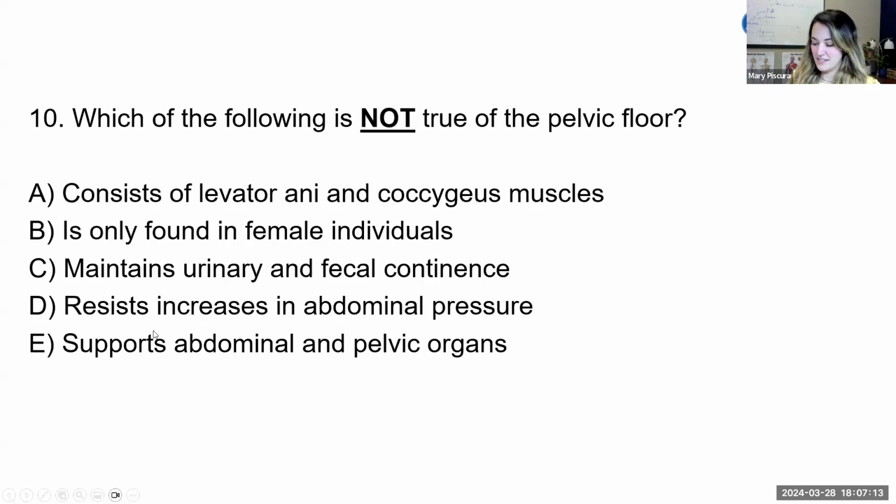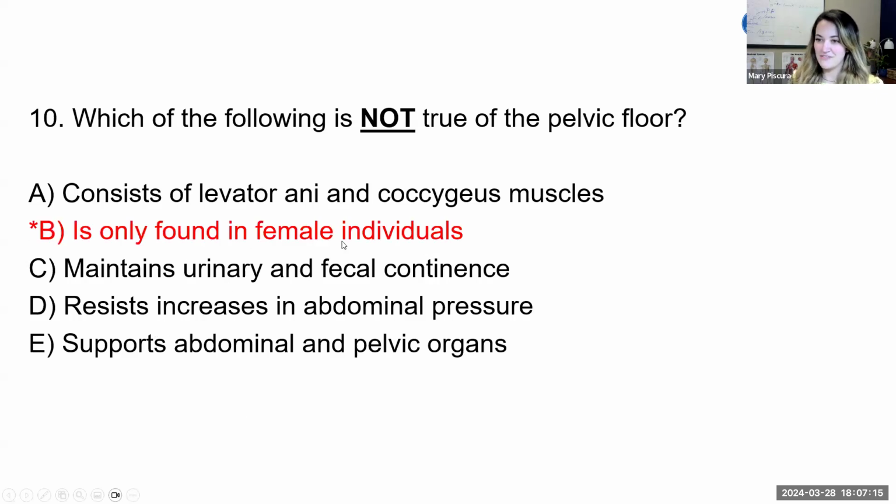So the imposter in here was that it's only found in female individuals. So this is going to be a structure that is for both male and female. This just makes sense when you're looking at some of these other examples too. If you're thinking maintaining urinary and fecal continence, both male and female have that. We've got to worry about it. Resisting this increase in abdominal pressure and supporting those organs that are sitting just above it, whether you're male or female, you've got to do that.